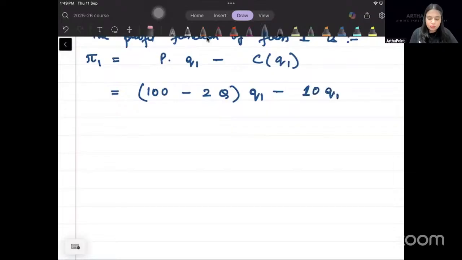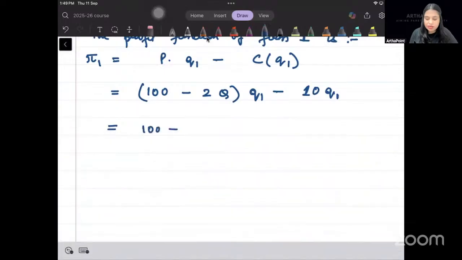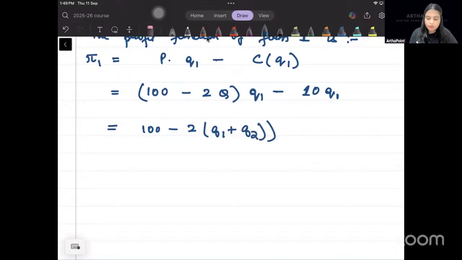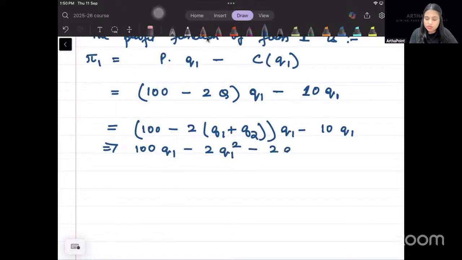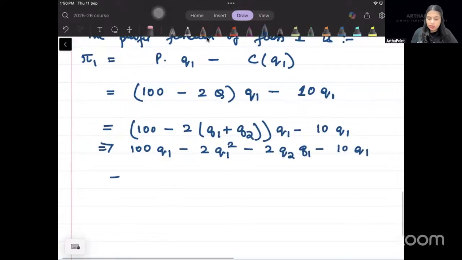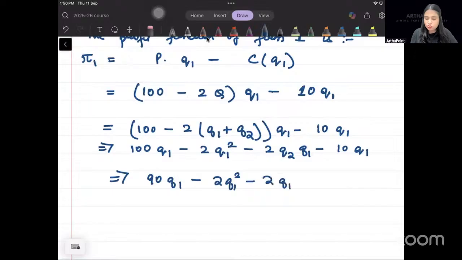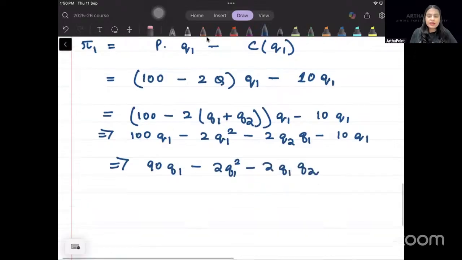So this will be 100 minus 2 (Q1 plus Q2) in place of 2Q, into Q1 minus 10 Q1. Solve it. What will you get? 100 Q1 minus 2 Q1 square minus 2 Q2 Q1 minus 10 Q1. This will be 90 Q1 minus 2 Q1 square minus 2 Q1 Q2. Okay. Now what will we do?